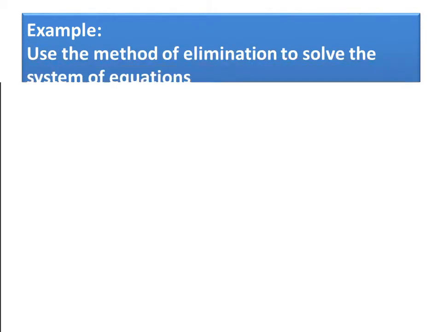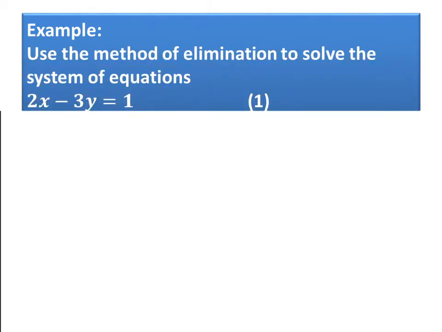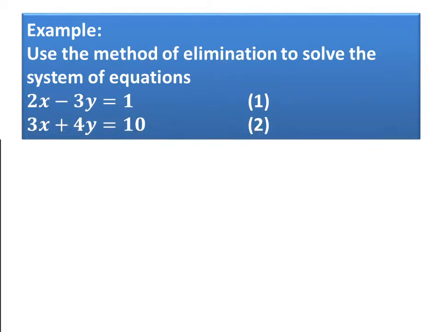On this method, we see an example. The example says, use the method of elimination to solve the system of equations. Equation 1 is 2x minus 3y equals 1, while equation 2 is 3x plus 4y equals 10.